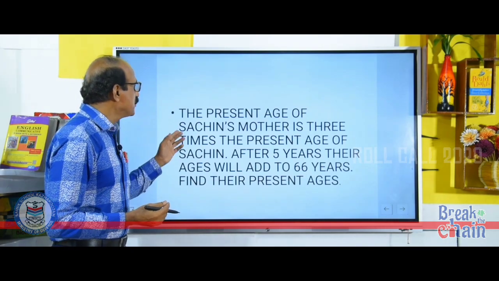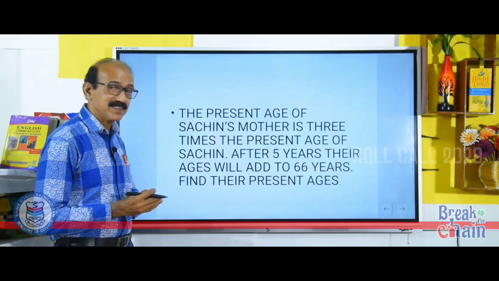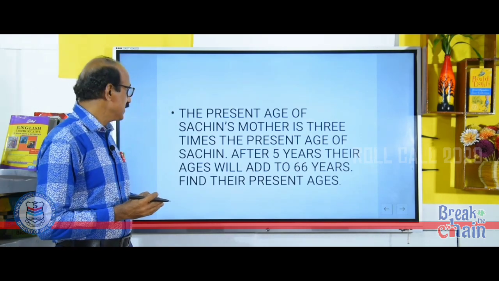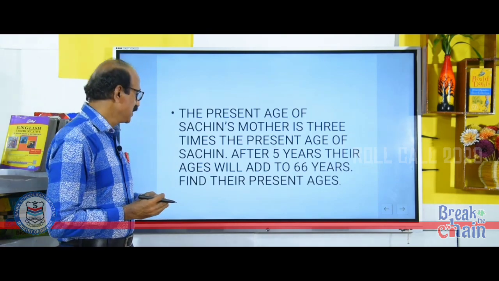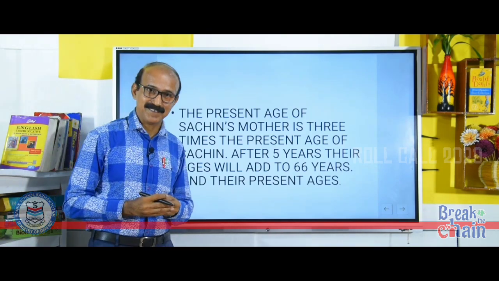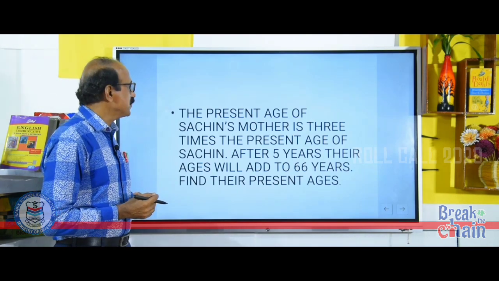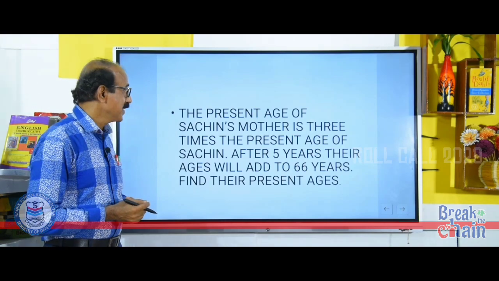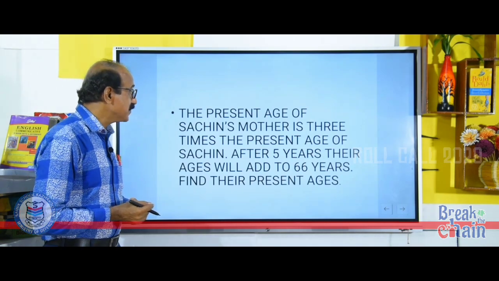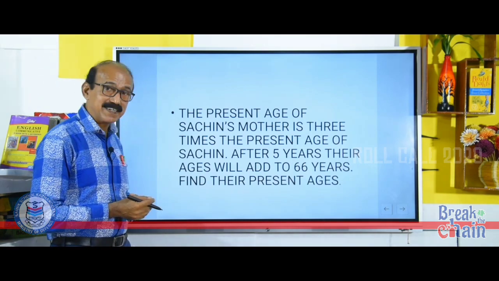The present age of Sachin's mother is 3 times the present age of Sachin. After 5 years, their ages will add to 66 years. Find their present ages. Once again, I read the question for you all. The present age of Sachin's mother is 3 times the present age of Sachin. After 5 years, their ages will add to 66 years. Find their present ages.